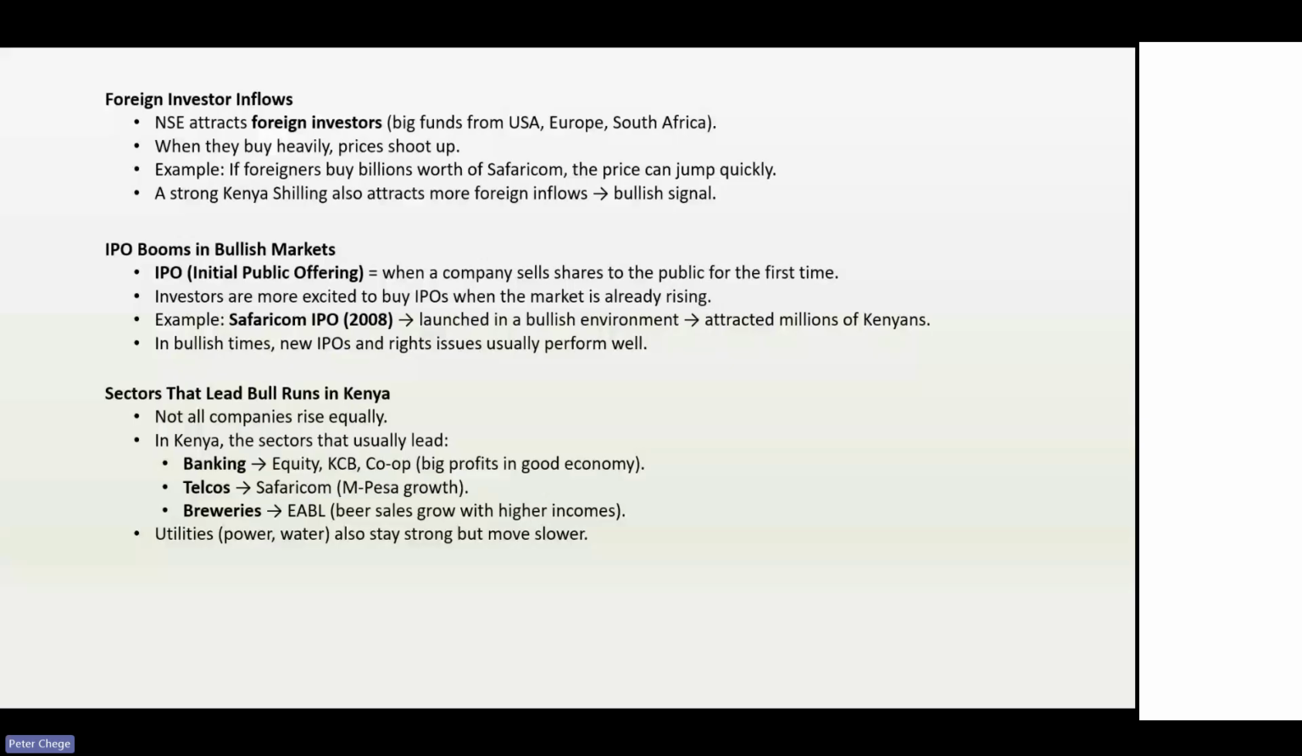So again, this is a bullish signal. The other signal is on IPOs, when companies are listing for the first time. As I said, if a company wants to raise capital, it can come to NSE through an IPO, like what happened with Safaricom and Kenyan. Initial public offer: when a company is selling shares to the public for the first time.